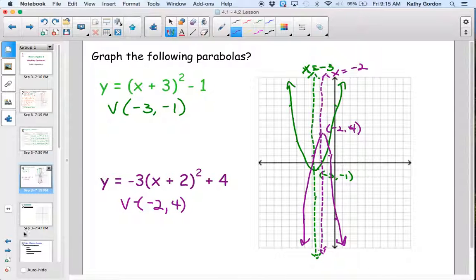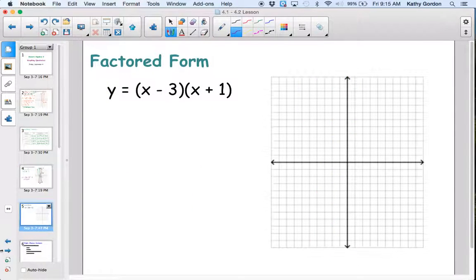All right. Form number 3, factored form. You have seen factored form a lot in the past, but it's not usually in graphing. It's usually when we're trying to solve things. We're trying to solve a quadratic equation. One of the things we try to do is factor it. But we can also use the factored form in graphing. Okay? Now, if we were solving this, we would have an equation something like this.